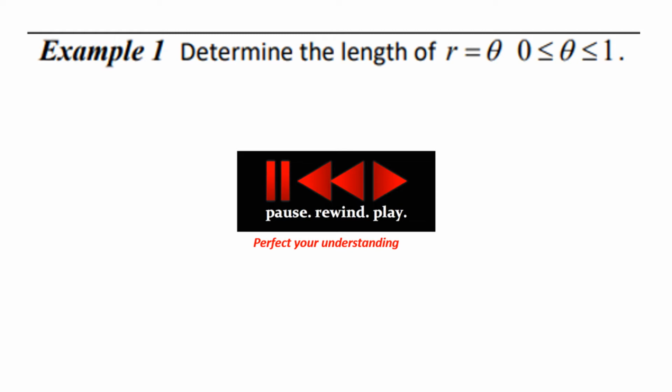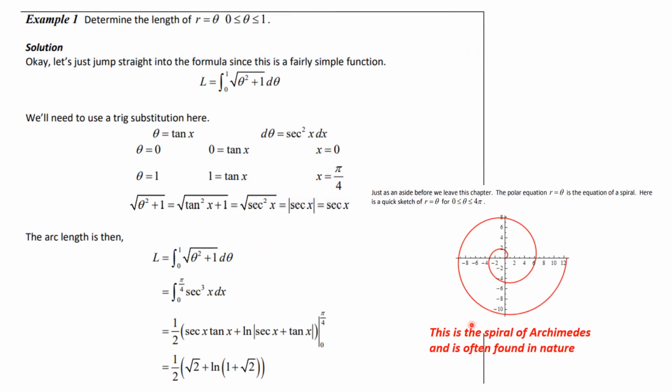Let's see how you did. Now, this curve actually starts here and starts growing and growing and getting bigger and bigger. And this is called the spiral of Archimedes. And this type of figure is actually often found in nature. And here it is graphed between theta going between 0 and 4 pi. We're not going nearly that far here. But what we're going to do is use our formula. So this is going to be r squared, which is theta squared, plus dr d theta is 1 squared. We have that, and this is d theta.